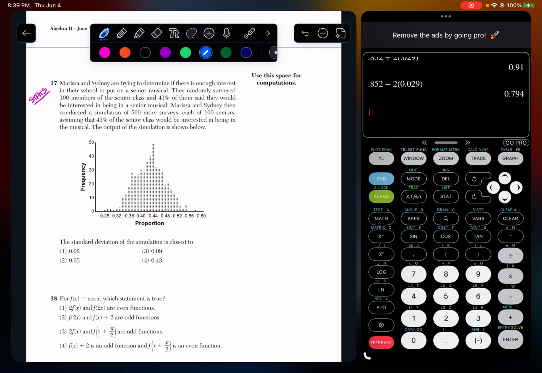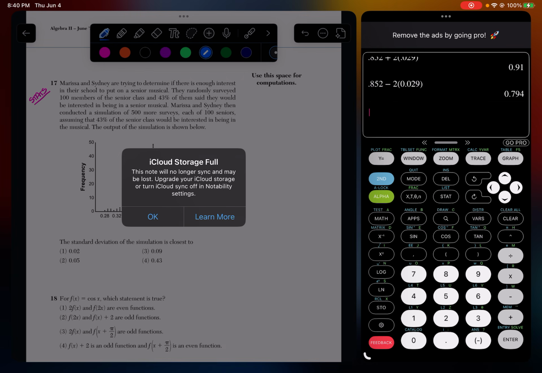Marissa and Sydney then conducted a simulation of 500 more surveys, each of 100 seniors, assuming that 43% would be interested in being in the musical. Their output is below. So again, you have this concept where we have a mean, we have an average, 43%, 0.43, and then they redid the survey a ton of times. Redoing the survey a ton of times is how you get lots of data, and then you look at how is that data distributed.